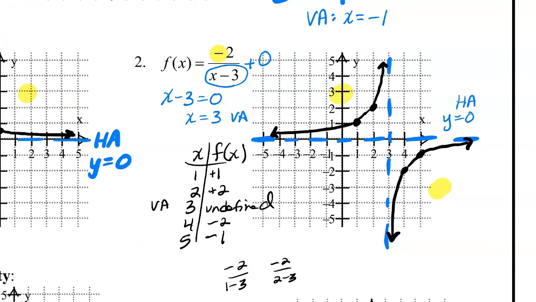And also we can include the locator point, which was 3, 0. That's from the 3 and the 0 here, 3, 0. But that's vertical asymptotes.